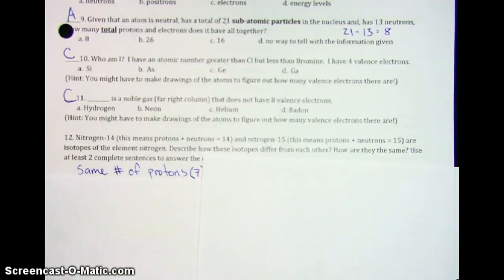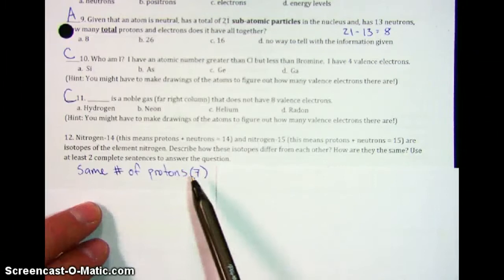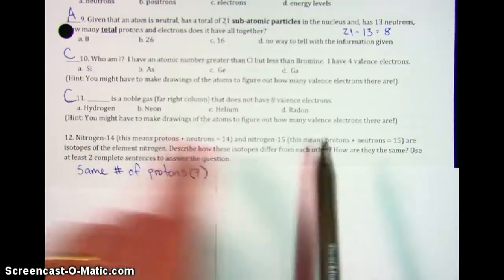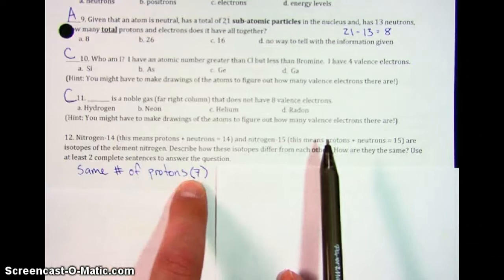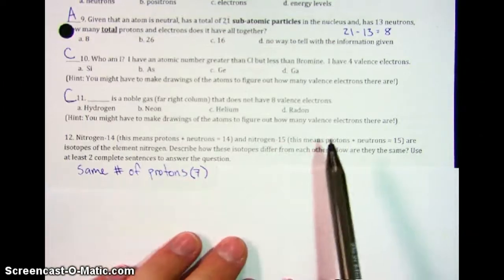So here's the similar part. In both of those 2 things, they're both nitrogen. So that means that they have to have the same number of protons. Nitrogen 14 is nitrogen, nitrogen 15 is nitrogen. That means they have to have 7 protons because that's what nitrogen is. That's what they have in common.